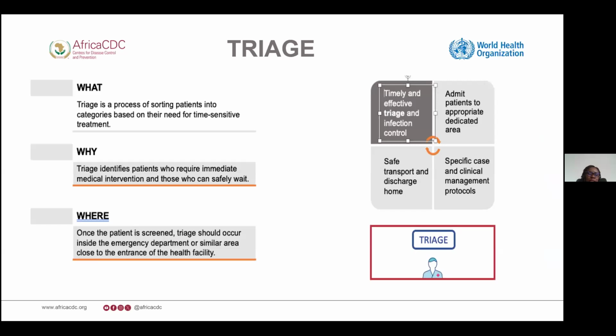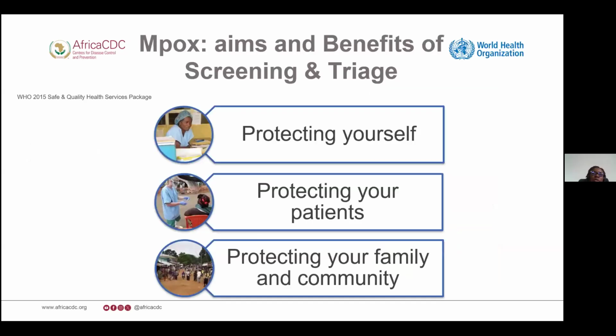Now, what is triage? Triage is sorting, a process of sorting patients into categories based on their vital needs. Why triage? Triage helps to identify patients. When we have a cohort of patients, we can identify those who require immediate medical intervention and those who can actually safely wait for an intervention. Where is triage done? It should be done in the emergency department or at the entrance of the health facility.